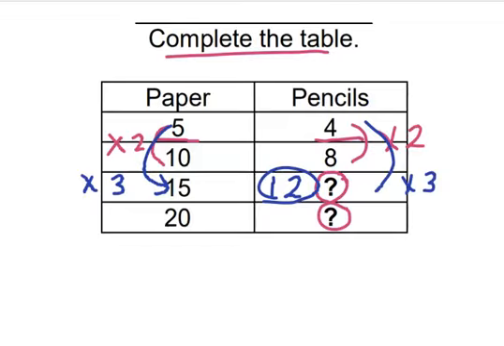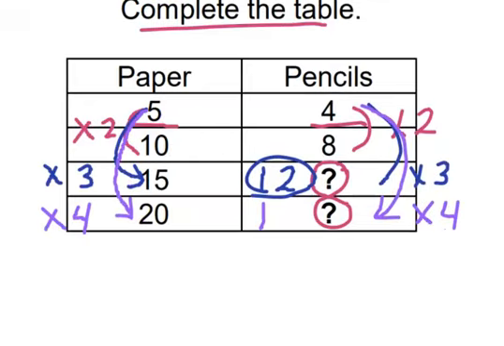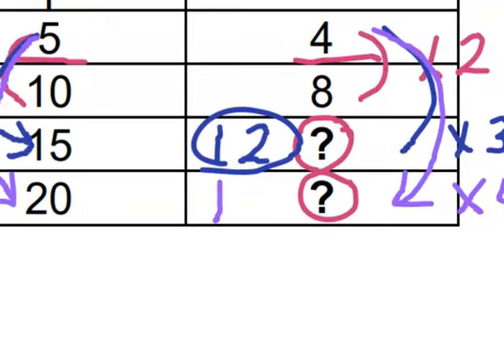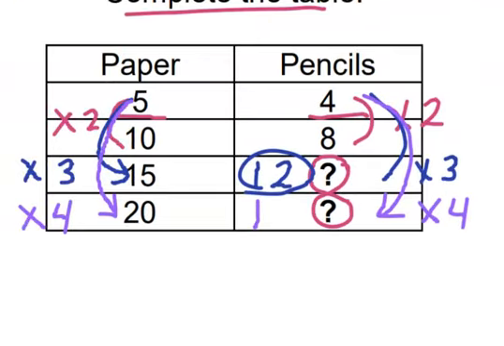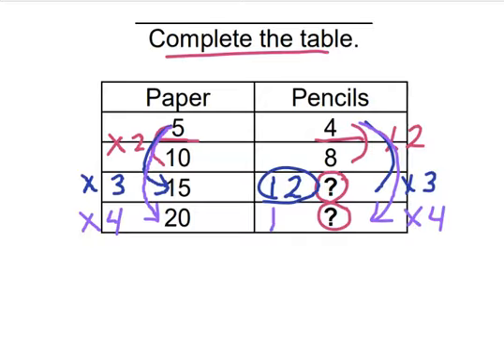And then let's do the last one. To get from 5 to 20, we're multiplying by 4. Okay, so to get this answer, we're going to do 4 times 4. 4 times 4 is 16. So to fill in the rest of this, we will put in 12, and for the other one, it would be 16. 12 and 16, that's how we complete that table.